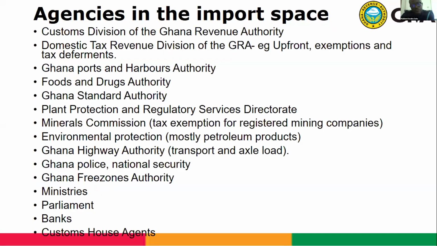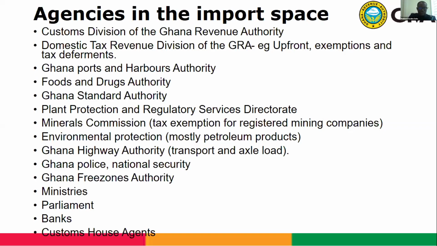So the agencies in the import space: Ghana Customs is the main agency or the lead agency in the import space. The Domestic Tax Revenue Division of the GRA also is an agency in the import space when you are looking at VAT and its exemptions, deferments and amendments, and other taxes. The Ports and Harbour Authority is the main recipient of goods when they come in. So importers are supposed to know the role of the Ghana Ports and Harbour Authority, what they do and how their activities affect their business.